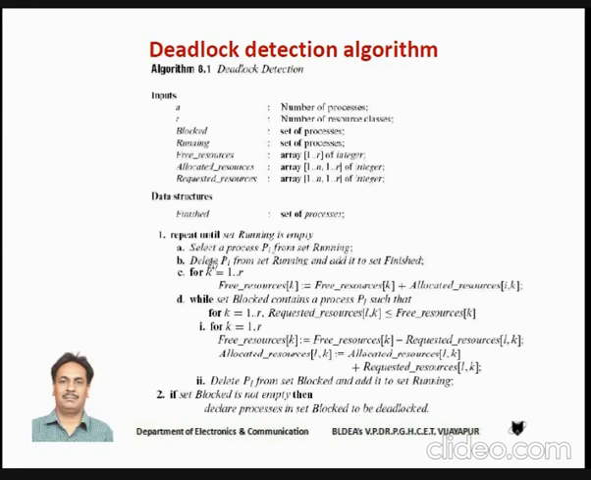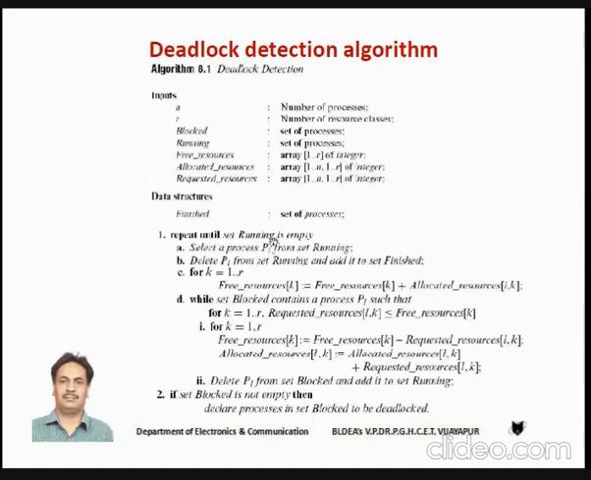Okay, first we'll go to step 1. We repeat until the running set is empty. So as we discussed, running is a set of processes. We repeat this entire step 1 as long as the running set is not empty. So we'll assume that all the processes are available in the running set. We now select one of the processes, let it be Pi, from the set running. We will select one of the processes Pi which is feasible to complete its execution.